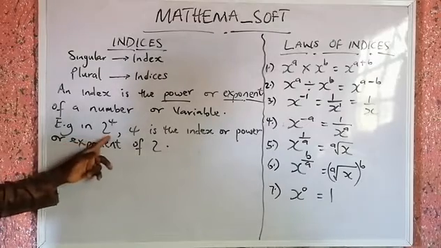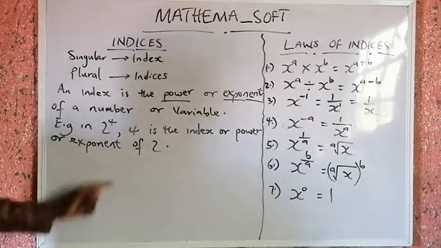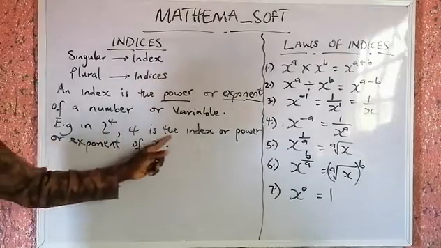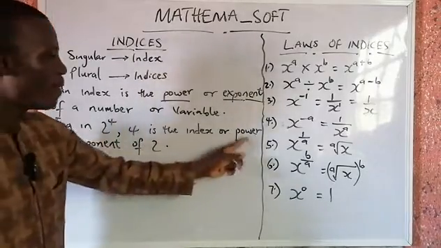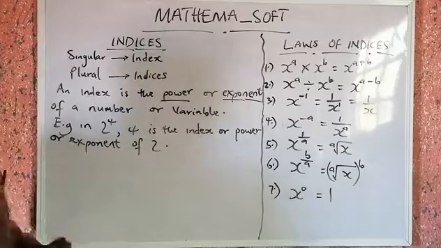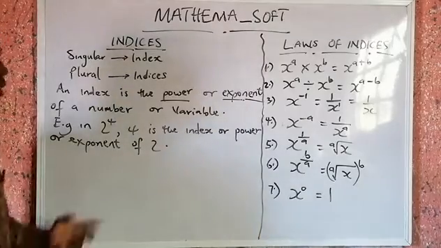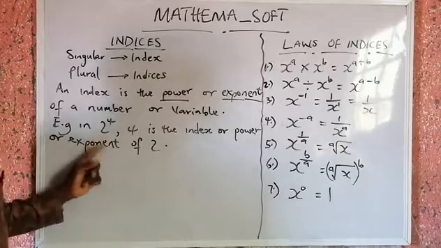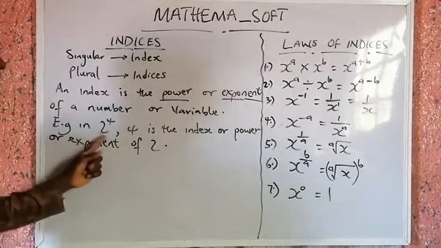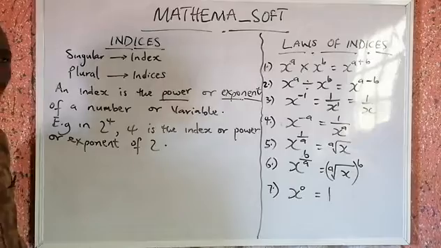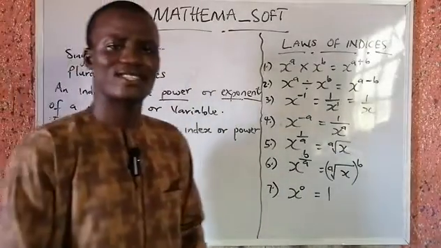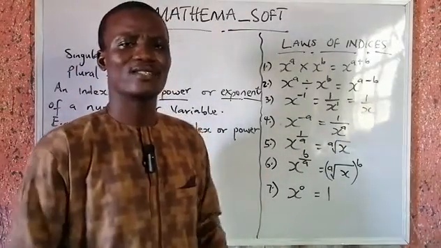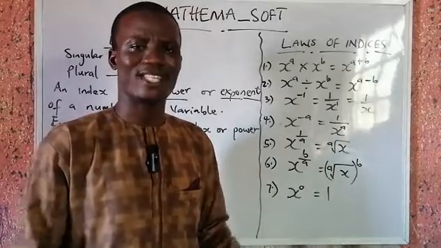So let's check some example here. In 2 raised to power 4, 4 here is the index or power or exponents of 2. What is the power of 2 here? 4. What is the exponent of 2 here? 4. What is the index of 2 here? 4.